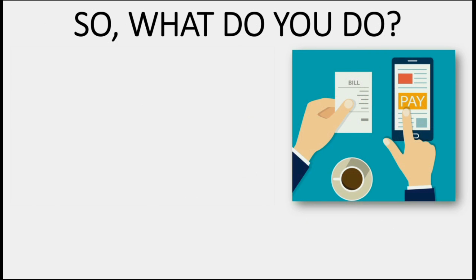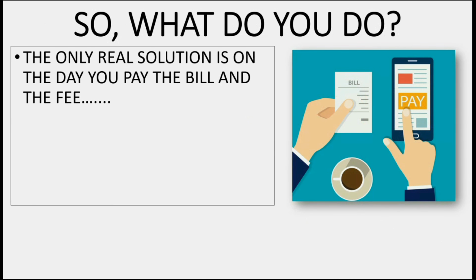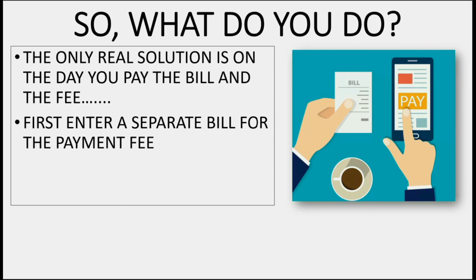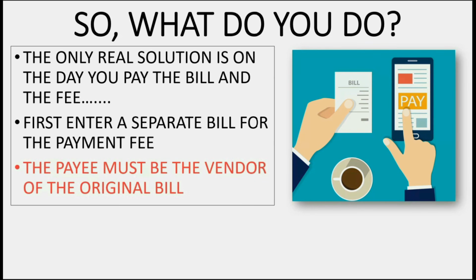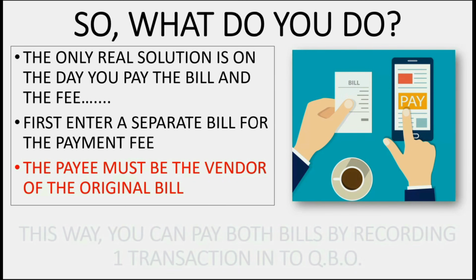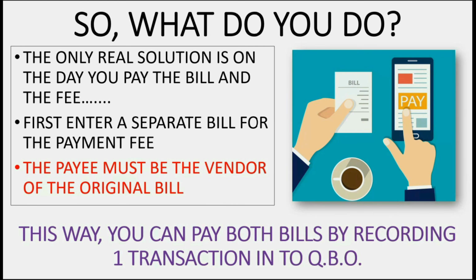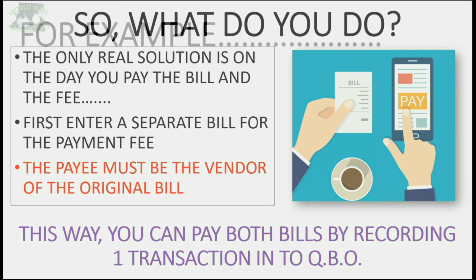So what do we do? Well, the only real solution to this problem is on the day that you go to pay the bill and the fee, you first enter a separate bill just for the payment fee. The payee on that bill must be the vendor of the original bill, and this technique will work. This way, you can pay both bills by recording one transaction into QuickBooks Online, and that will satisfy both conditions that we spoke about a moment ago.